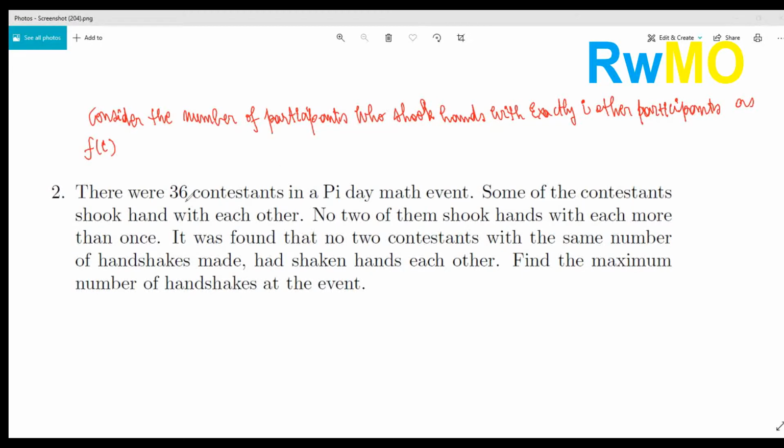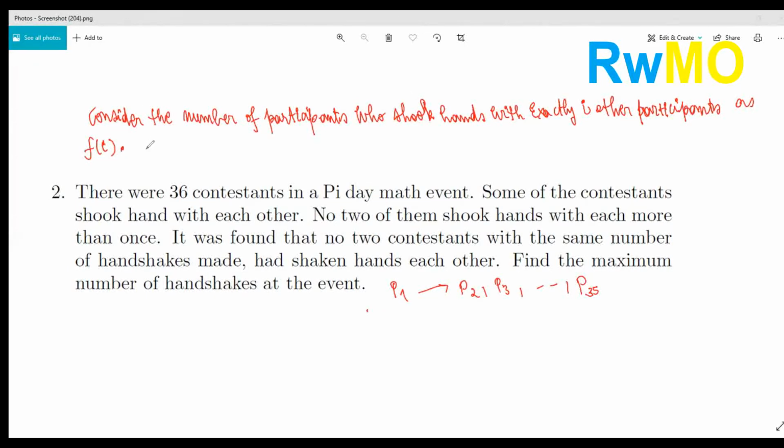For example, for the first participant, let's say participant number 1, he shakes hands with participant number 2, number 3, all the way up to participant number 35. Because there are 36 contestants, contestant 1 will shake hands with all the contestants except himself, obviously.